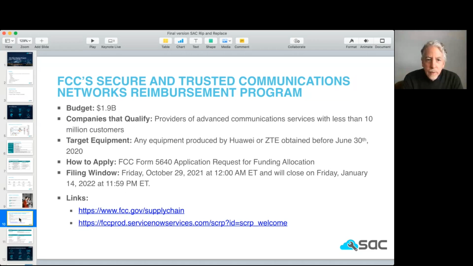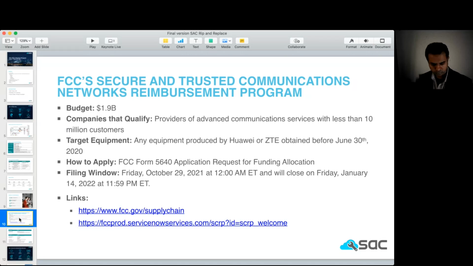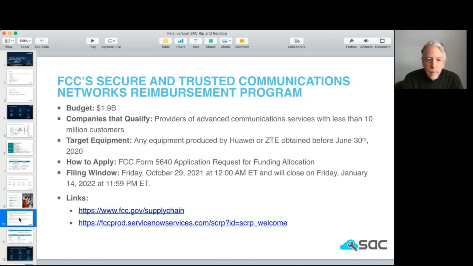Let's visit the FCC's Rip and Replace program here. As most of you know, it's almost a $2 billion program, which really addresses the security of communication services network. So for companies under 10 million customers, they've supplied funds for this. You're free to apply. The target is removal of Huawei and ZTE equipment that was obtained before June 30th, 2020, which is probably everything, since it became pretty clear around that time that this was going to be the situation for those companies. Well, how do you apply?